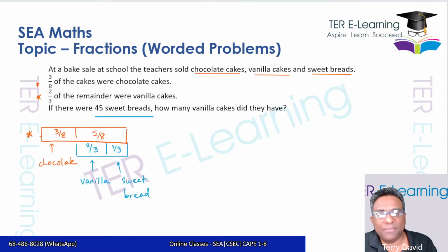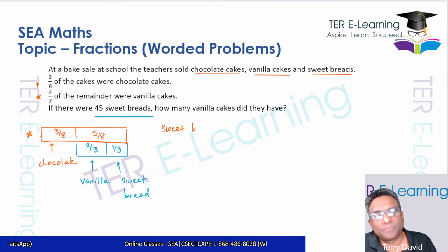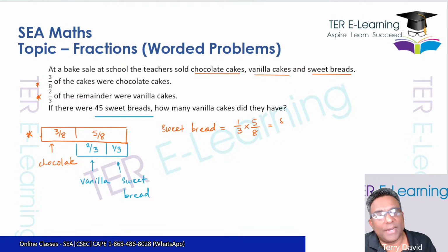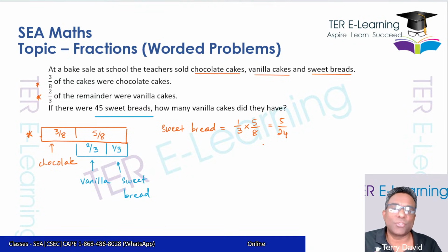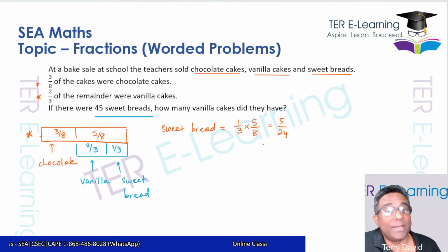Now, if the sweetbread corresponds to 1/3 of the remainder, here's what I would do. Let's work out what fraction the sweetbread corresponds to. You have 1/3 of the remainder, so that's 1/3 multiplied by 5/8, which gives us 5/24. That is the fraction of the whole that represents sweetbread.